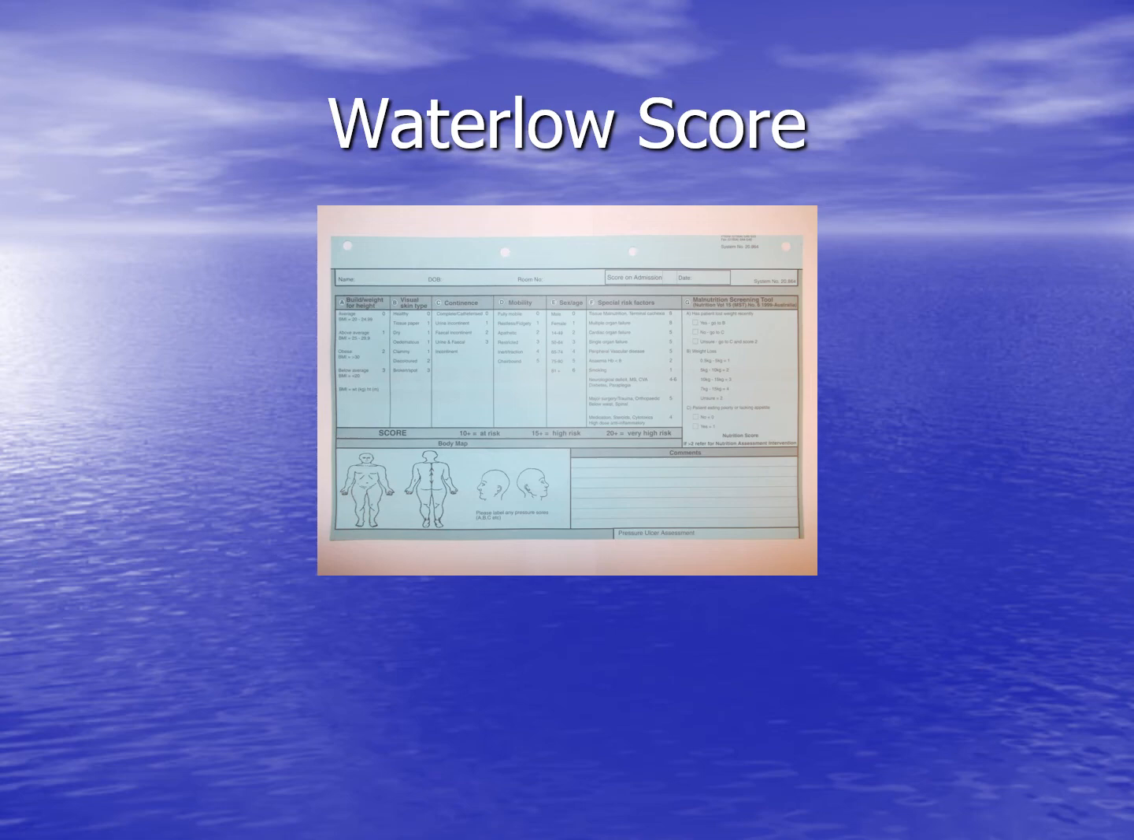Now we add up the score, and at the end you'll get a number. So if it's 10 and above, they're at risk of getting a pressure sore. 15 and above means they're at high risk of getting a pressure sore. 20 and above, they're at very high risk of getting a pressure sore. So that's the Waterlow score, and that's how we'd calculate it.